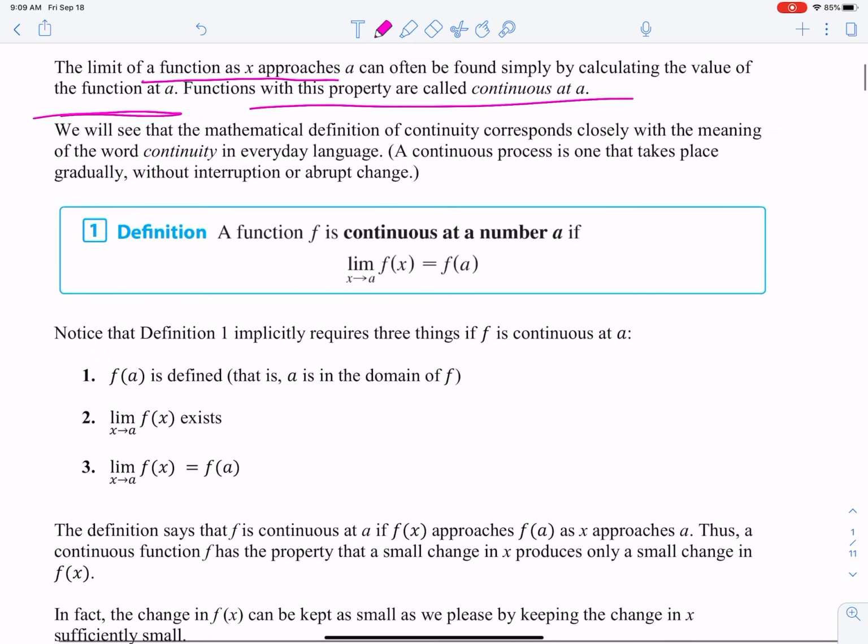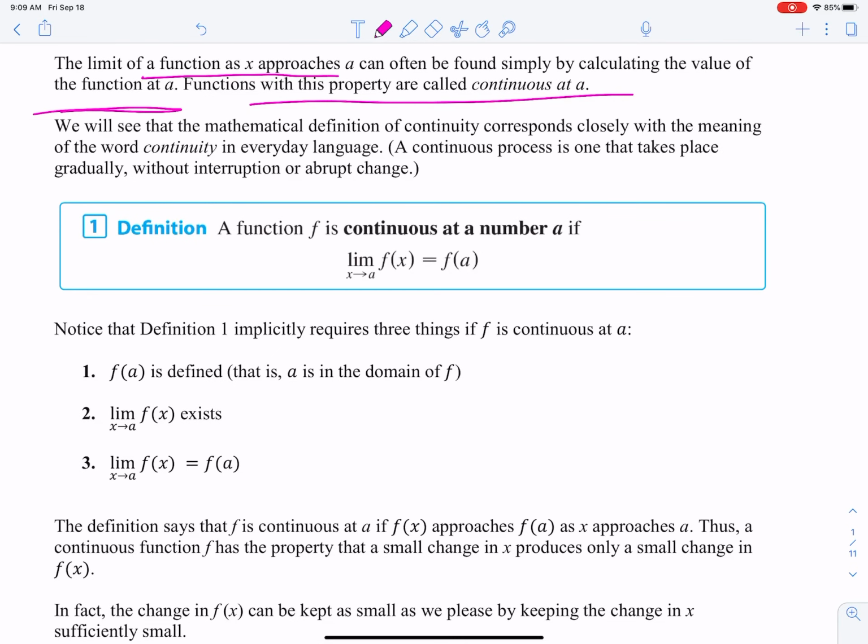So we will see that the mathematical definition of continuity corresponds closely with the meaning of the word continuity in everyday language, right? A continuous process is one that takes place gradually, without interruption or abrupt change. It's like when you grow, right? You're just a little tiny baby and you grow into an adult, but it's an incredibly slow but continuous process. You don't jump from 3 feet to 5 feet overnight.